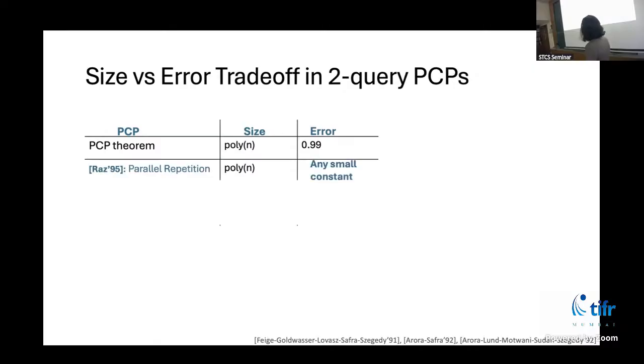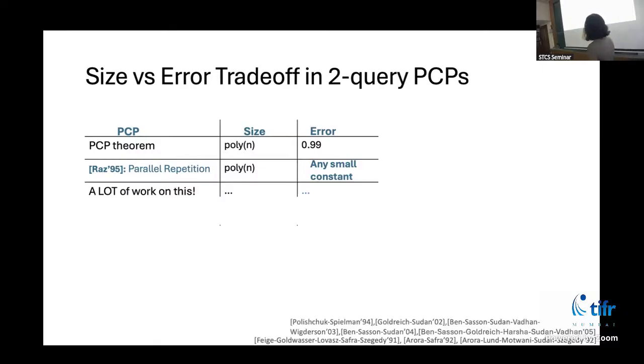And then this breakthrough work of Raz, called parallel repetition, which many of you have heard of, showed how to reduce the error of 2 query PCPs. He could get it down to any small constant error, like 0.99 to the k, while blowing up the size by roughly n to the k.